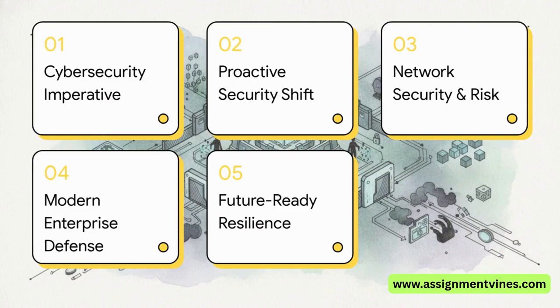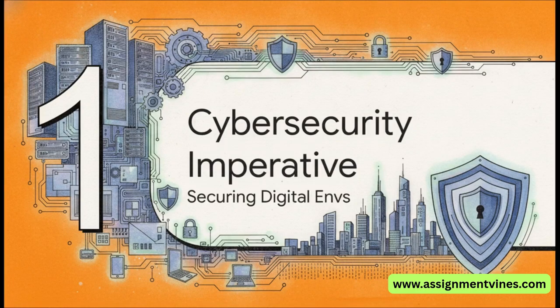So here is our roadmap for today. We're going to cover the cybersecurity imperative, the proactive security shift, network risk, modern enterprise defense, and finally, future-ready resilience. We're moving logically from the macro global landscape right down to the nitty-gritty of tactical enterprise defense. Okay, let's dive into this with Section 1, the cybersecurity imperative, securing interconnected digital environments.